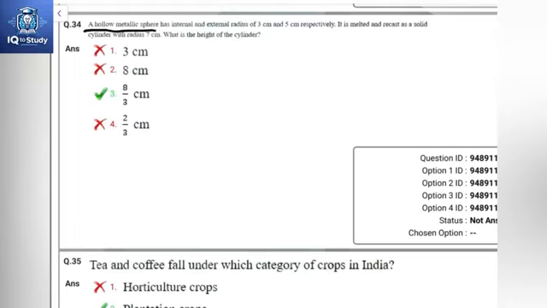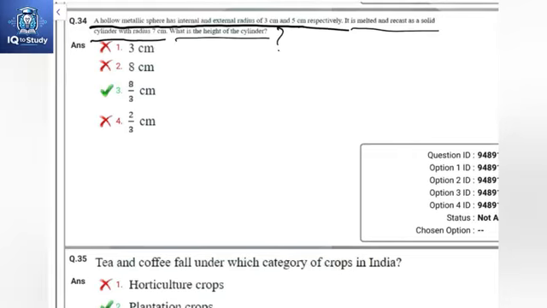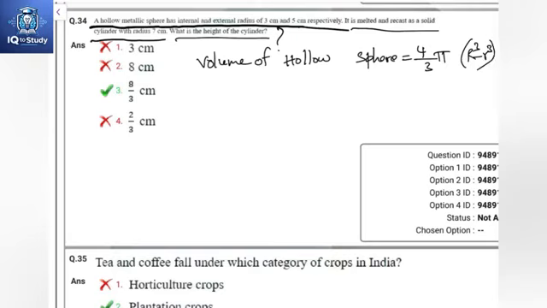A hollow metallic sphere has internal and external radius of 3 cm and 5 cm respectively. It is melted and recast as a solid cylinder with radius 7 cm. What is the height of the cylinder? According to the question, volume of hollow sphere is equal to 4 by 3 pi into R cube minus r cube, which is equal to 4 by 3 into pi into, here R is the external radius which is 5 cube and small r is internal radius which is 3 cube.